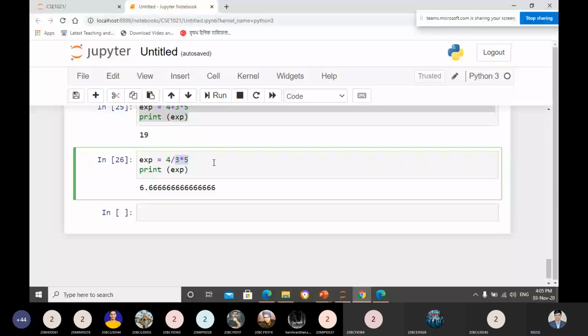Now tell me. I think left to right. Yes, sir, left to right. Left to right. Okay, so this is the point I'm writing here for notes purpose.